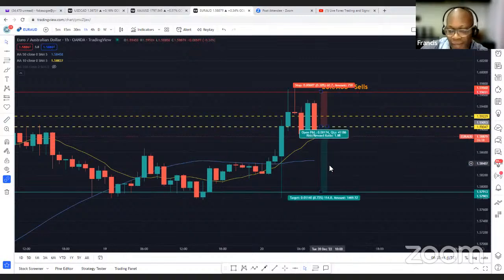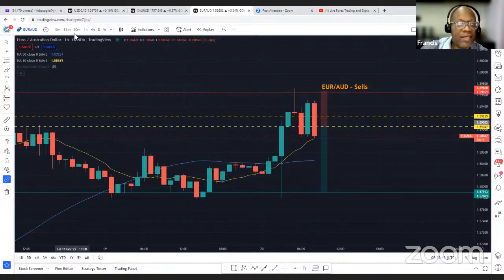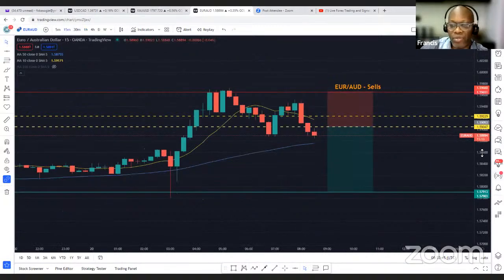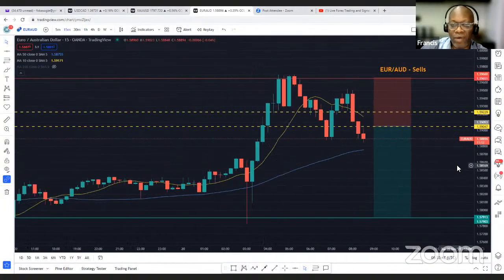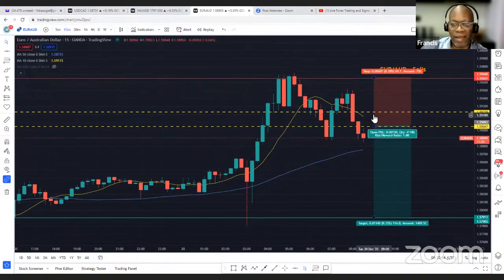Yeah, I mean, I don't really want to risk too much on this trade. I'd rather have a pullback, that's a push up, and get in there.